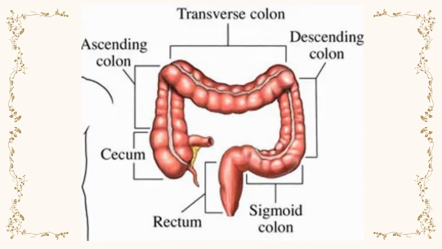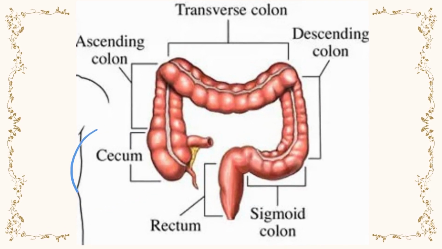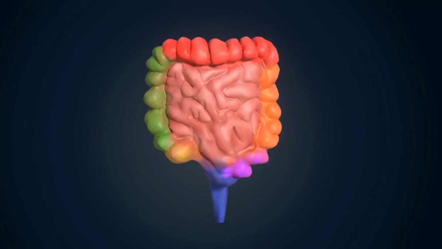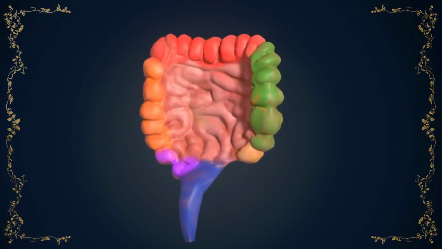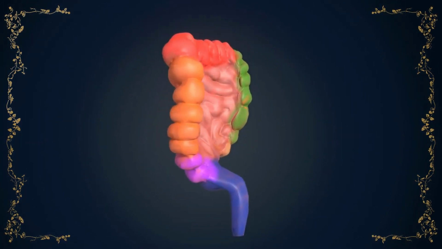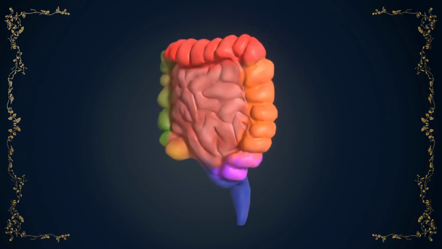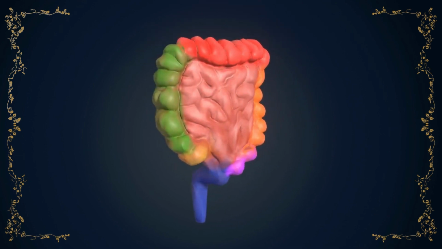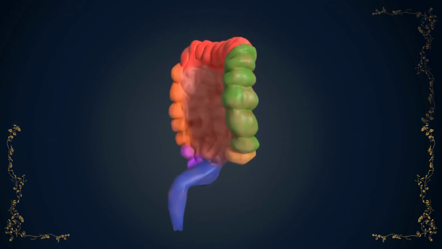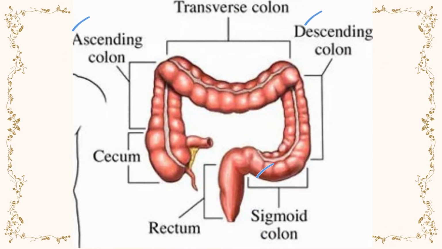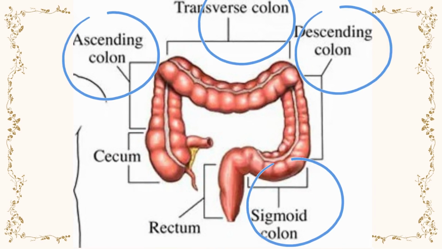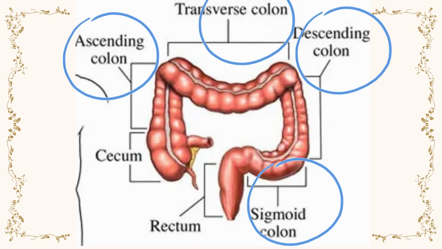The large intestine is composed of three parts. The first part is called caecum, the second part is colon, and the last part is rectum. This is the view of the large intestine and small intestine. Here you can see the first part is caecum and the second part is colon.